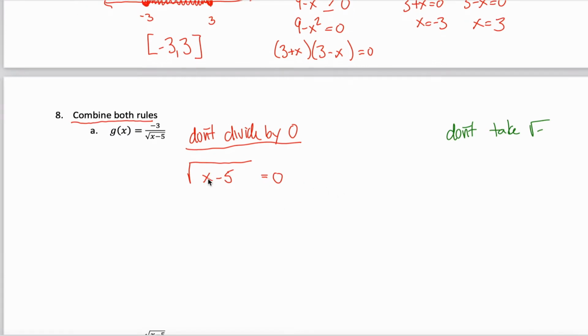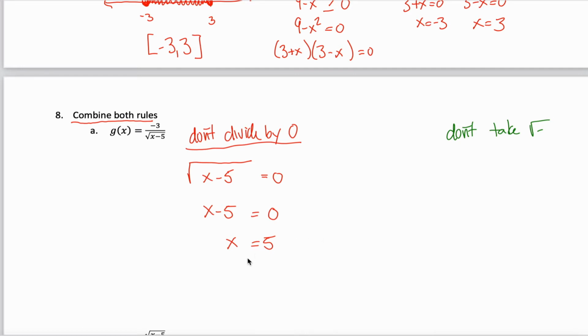We want to get this x all by itself, so maybe first we'll get rid of this square root sign. The way you get rid of the square root sign is you square both sides of the equation. So on this side I just have x minus 5, and on this side I would have 0 squared. But 0 squared is just equal to 0. And now I just add 5 to both sides of the equation, and I get x equals 5.